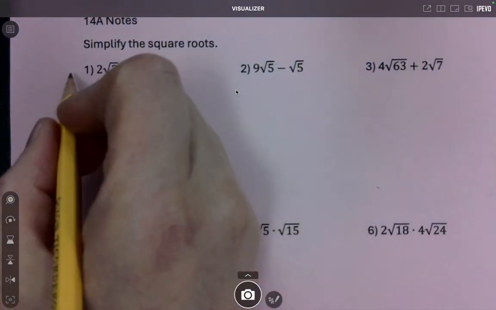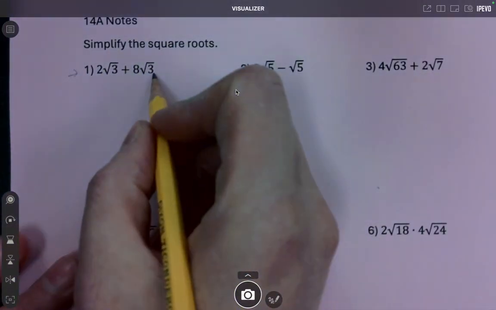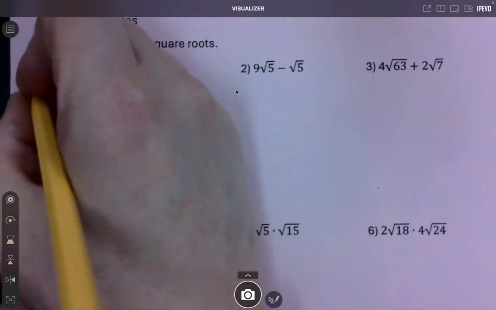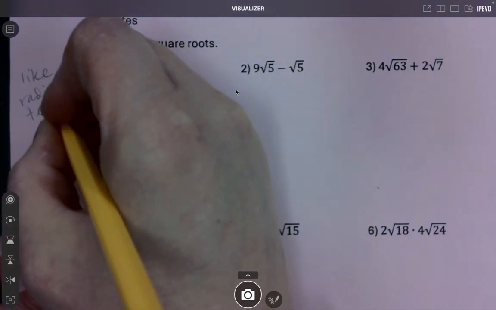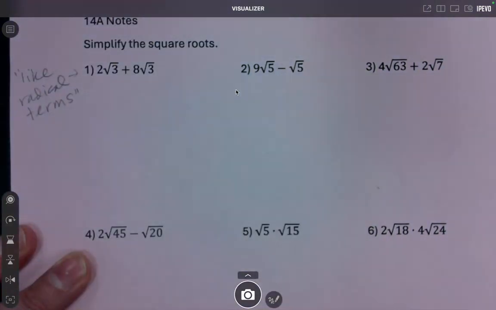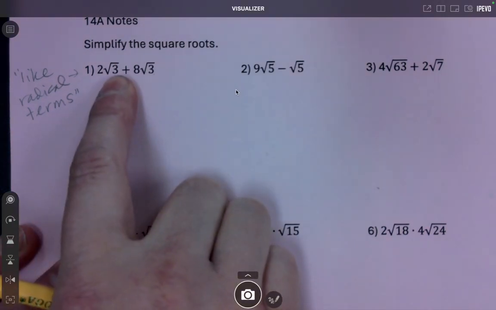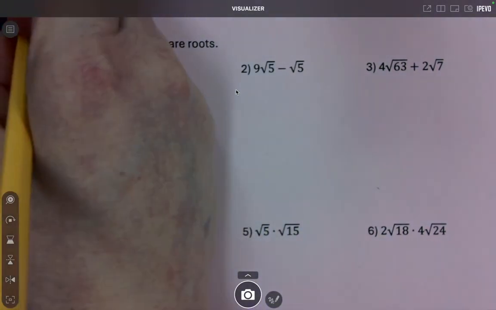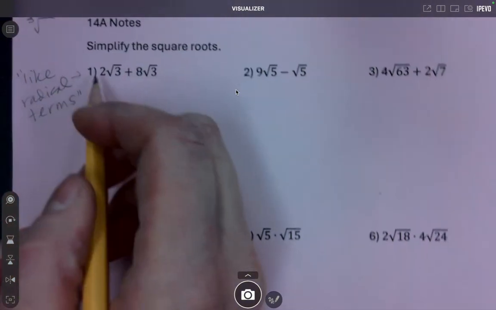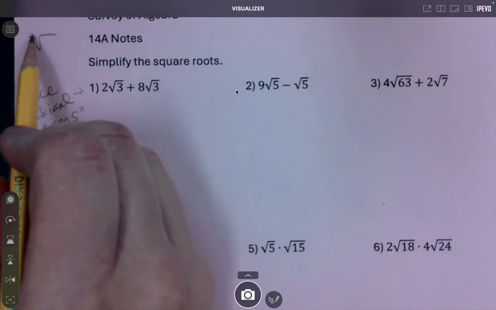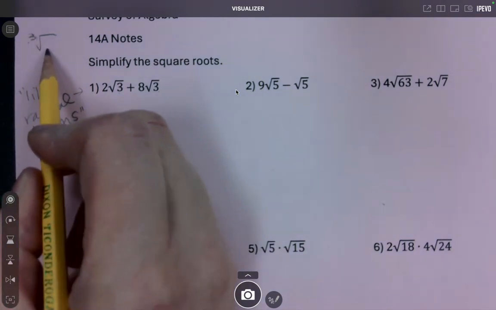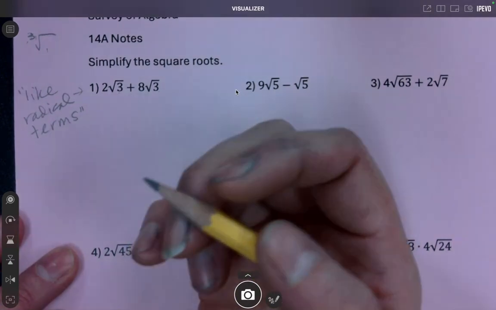So if you look at this first one, we have a square root of 3 and we have another square root of 3. So these are like radical terms. And I'm not saying like square root terms because remember, we can have cube roots, we can have fourth roots, but as long as it's the same root index, that's that number. Like a square root, remember, doesn't have a number, but a cube root does have a number. That's the root index. So as long as the roots are the same number here, and as long as they have the same number inside, then we can combine them.